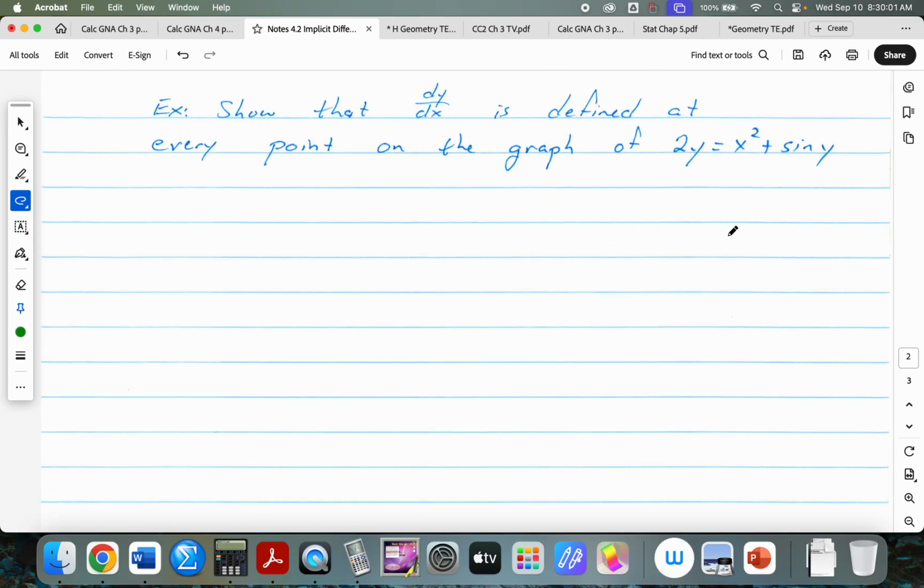All right, here, let's show that dy dx is defined at every point on the graph of 2y is equal to x squared plus sine y. Again, if you tried to isolate y, forget it. It's not going to happen because you've mixed polynomial stuff with trig stuff. But we can take the derivative with respect to x on both sides. The derivative with respect to x of 2y is going to be 2 times the derivative of y with respect to x, that's dy dx.